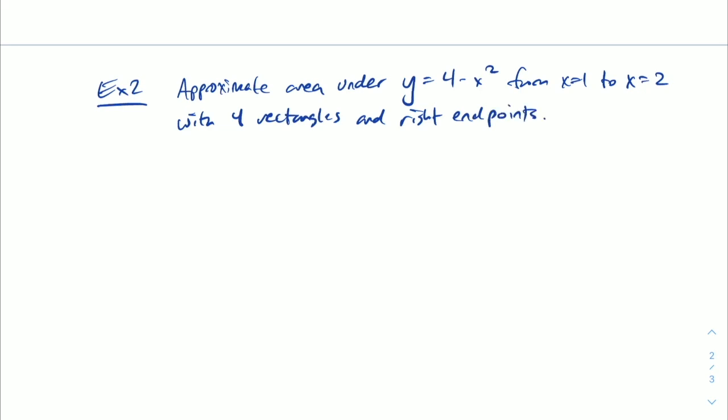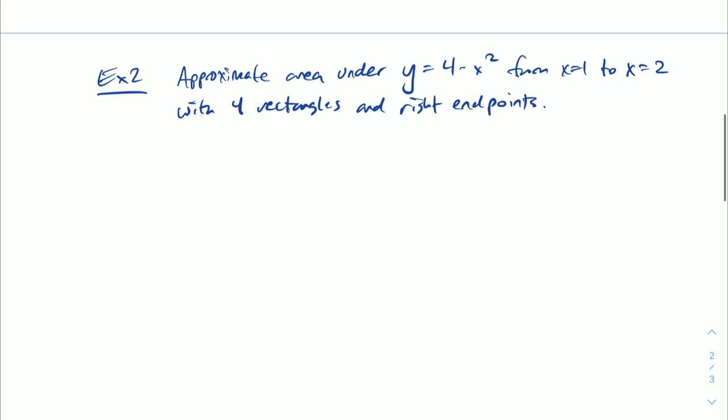We won't do left endpoints this time. All right, so let me draw the picture. So this 4 minus x squared looks like this. Comes down, it intersects the x-axis at 2. And we're only interested in the part of this curve that's above 1 to 2.